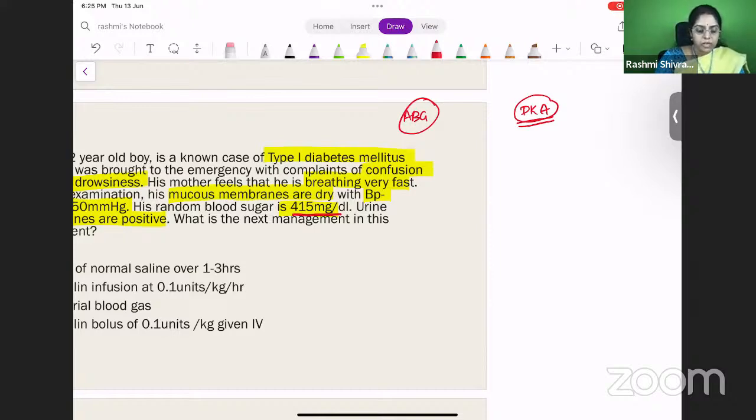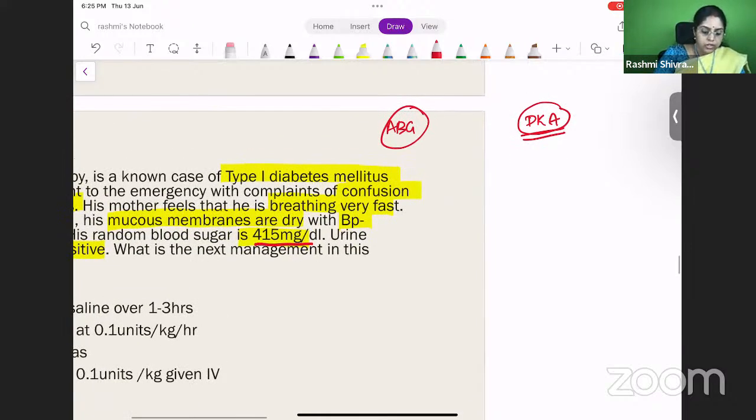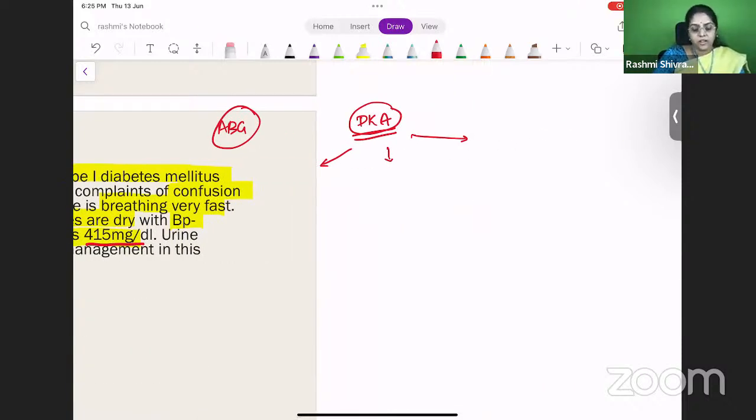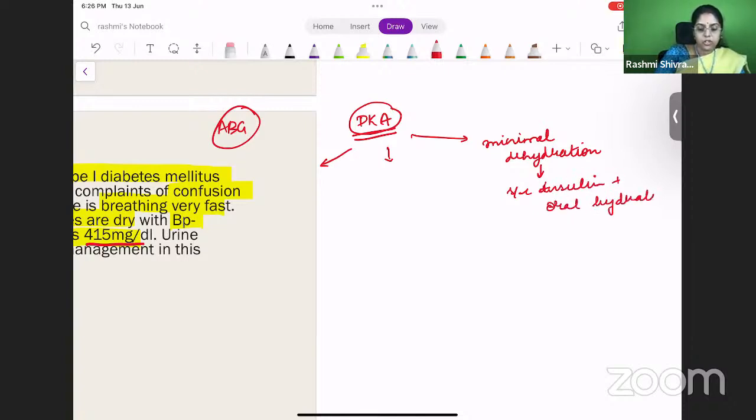Okay. So how do we manage a patient with DKA? We should look at the condition of the patient. If the patient is not very dehydrated, there is only minimal dehydration, he's not vomiting or anything, he's able to tolerate oral fluids, what will you do? You will give subcutaneous insulin, and you will also give oral hydration. So when there is minimal dehydration, you'll give subcutaneous insulin and oral hydration.